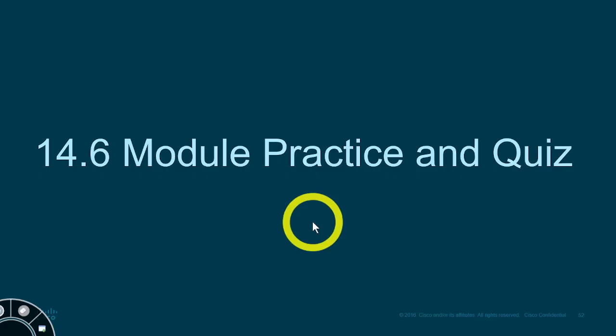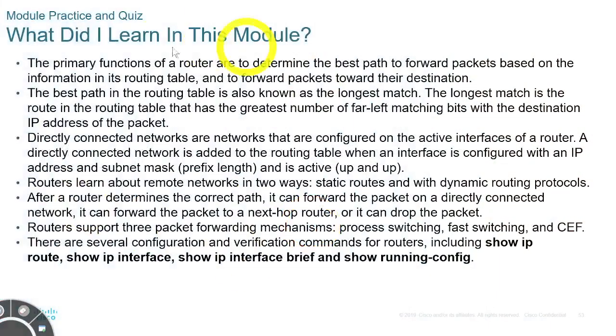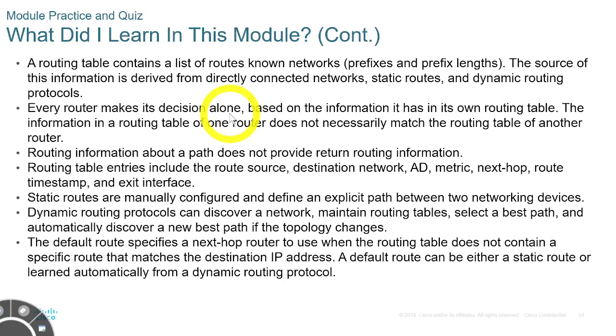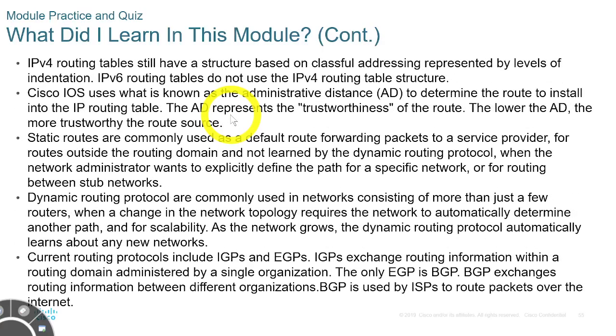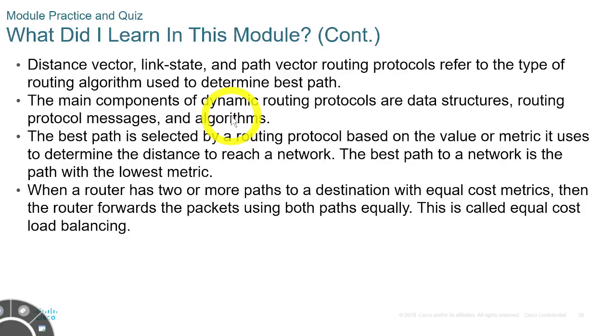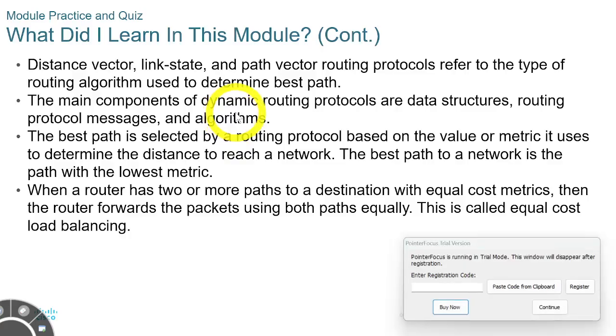Module practice and the quiz. This is for you, like a summary. What did I learn in this module? The primary function of a router is to determine the best path to forward packets based on the information in the routing table. This is a conclusion for you. We can read them together, or you can read them by yourself. Okay.